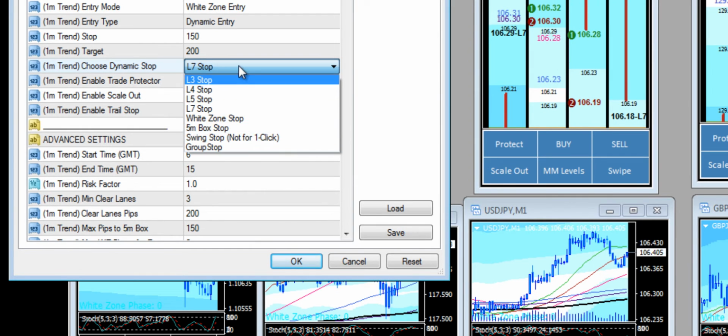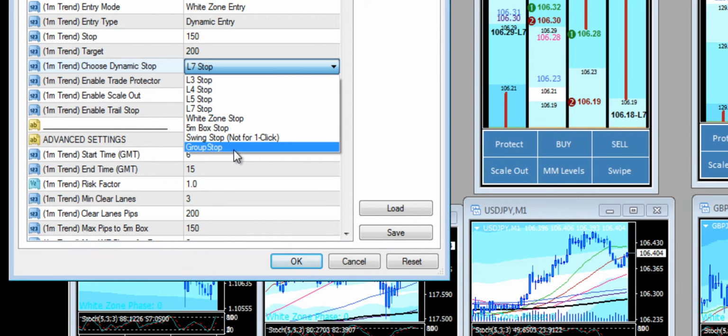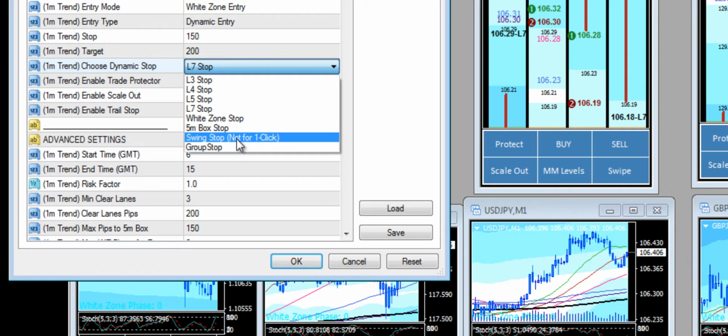So these are what these dynamic stops do for you. You can use the swing stop as long as you're not using one-click trading. If you're using the dynamic trading, you can use a swing stop.